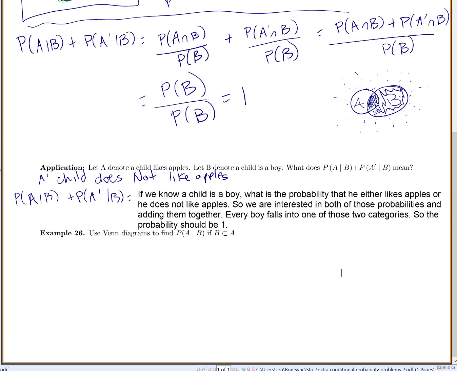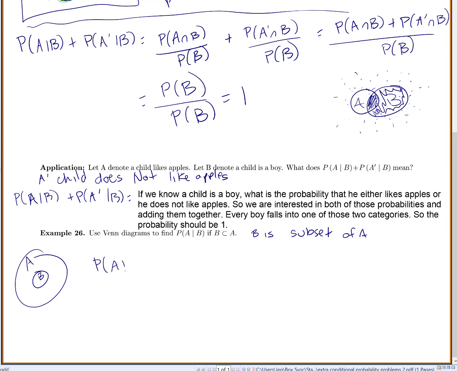And the final last proof. Let's use Venn diagrams to find the probability of A given B if B is a subset of A. This means B is a subset of A. Subset means that it is completely contained inside of A. So A is my big space here, and then B is inside here.